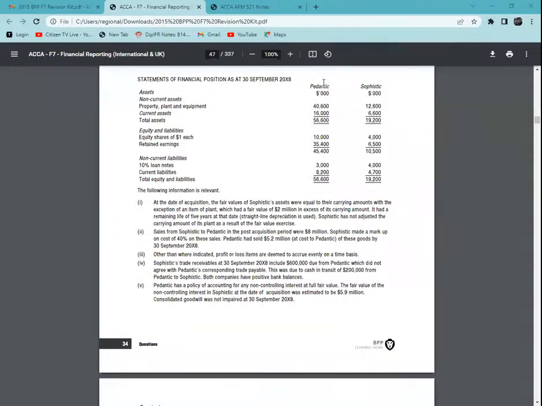So you're told, I'm repeating again, that at the date of acquisition, the fair values of Sophistic's assets were equal to their carrying amounts, with the exception of an item of plant, which had a fair value of 2,000 in excess of its carrying amount.